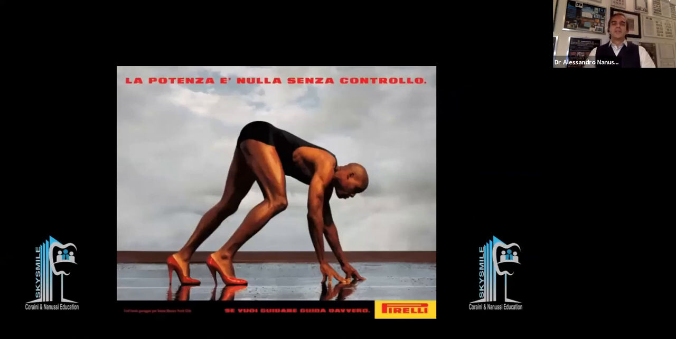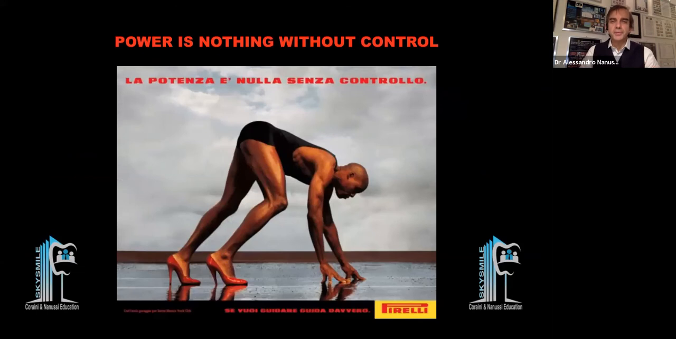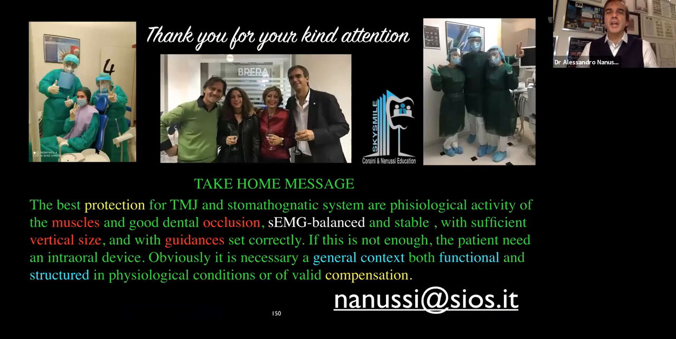Now, the power is nothing without control. If you want to control something, you need to measure it, to check with numbers. And Titan can help us to check our occlusal activity, our occlusal therapy. So for me, it's very, very, very important to have a protection for the stomatognathic system, for TMJ, for the teeth, for the muscles, and for their physiological activity in a situation perfectly balanced, and the electromyography can help me to reach this perfect balance.